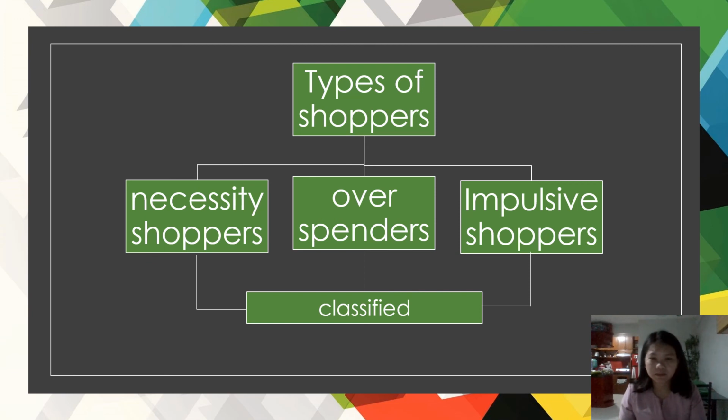Now let us check your answer. Of course, the main idea is the types of shoppers. And these are the types of shoppers: the necessity shoppers, the overspenders, and the impulsive shoppers. And of course, the signal word used is classified.